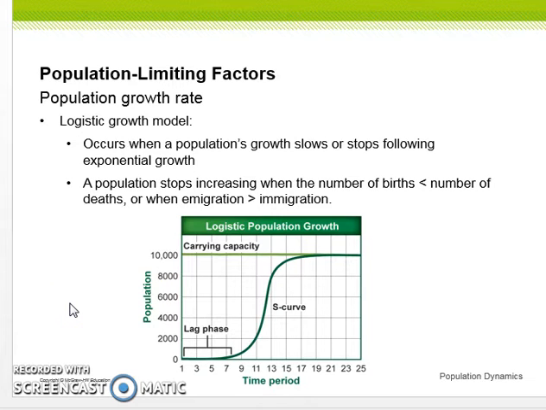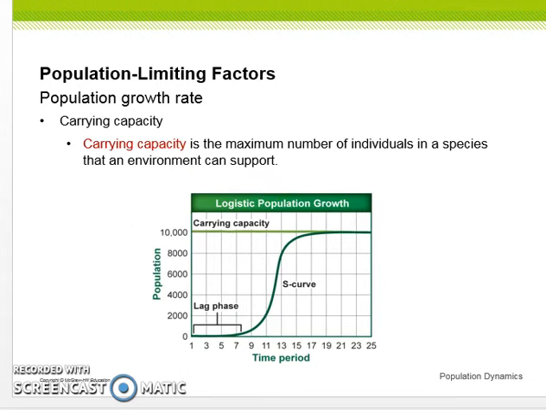So population stops increasing for different reasons. When the number of births is less than the number of deaths, or when emigration is greater than immigration, meaning more individuals are leaving an area and going somewhere else. Carrying capacity is the maximum number of individuals in a species that an environment can support.